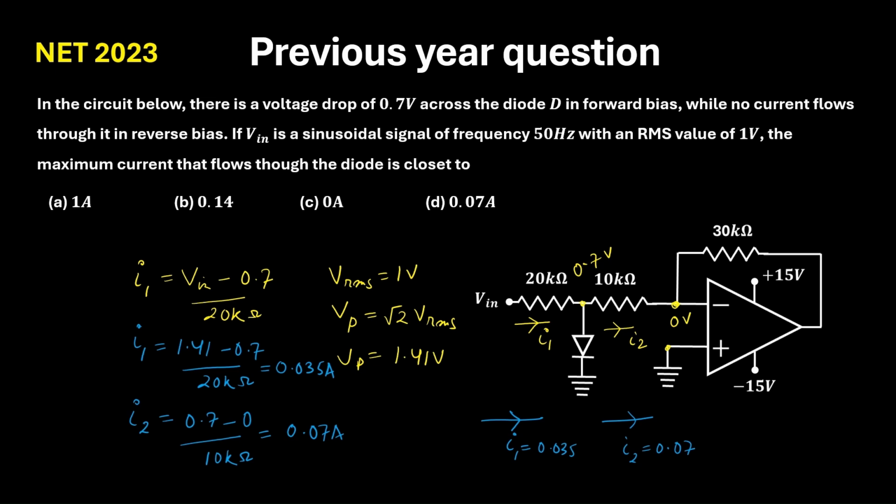So this is not possible, because if the diode is in forward bias case, then some current has to flow through this path. So the assumption which we have taken, that the diode is forward bias, is not correct. So the diode is not turned on at all. That is, the diode is not forward bias at all. So the closest answer will be 0 ampere. That is option C.